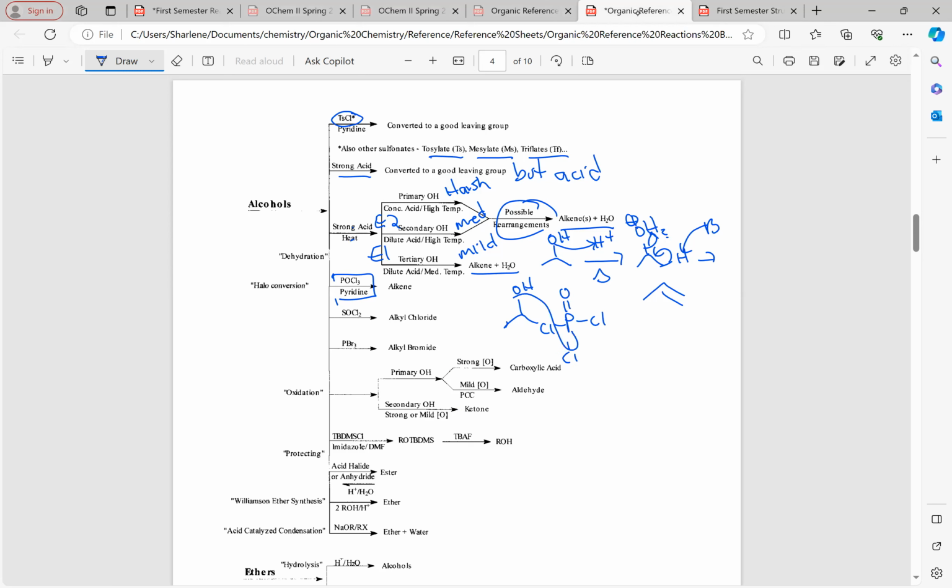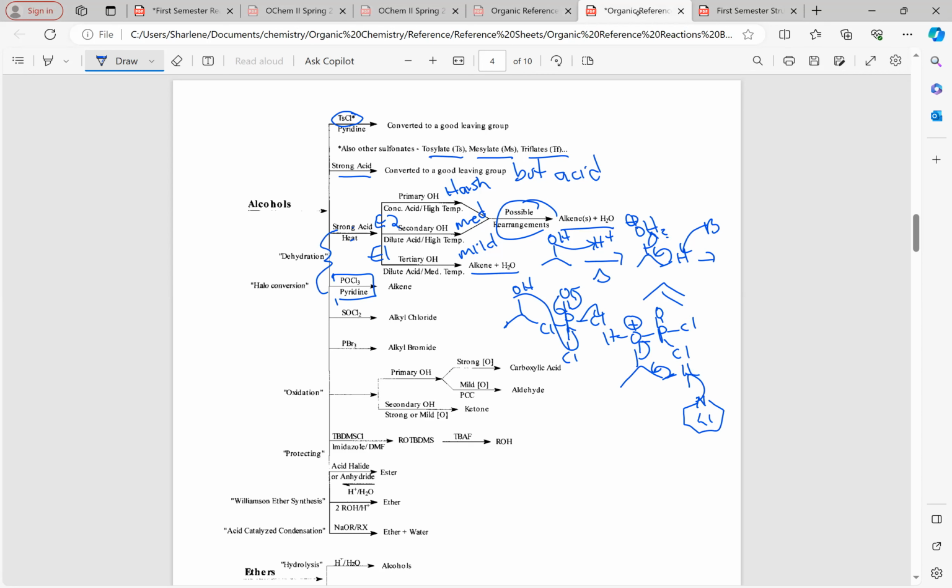And it sees that wonderful pi bond, just has to break it, kicks it out. Oh, look, I just converted to a good leaving group. And then the pyridine is a base, will come along and rip off a beta hydrogen. Okay, but it's not under acidic conditions. All right, so those are your two ways to do dehydration.